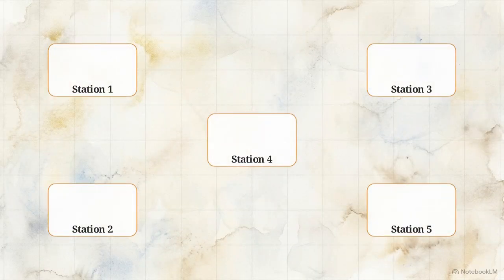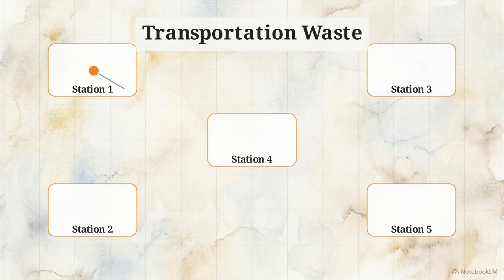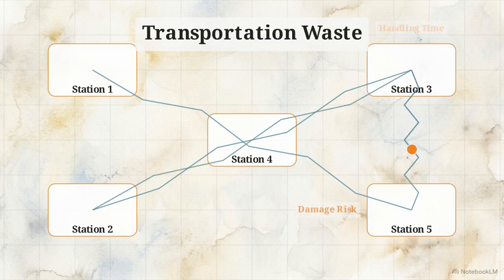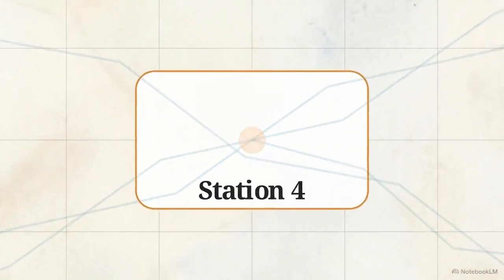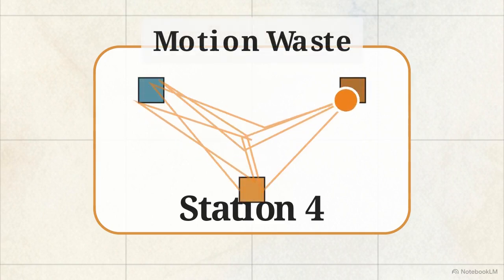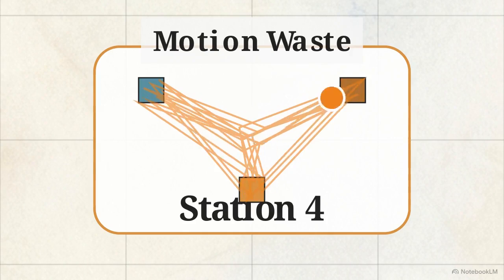Even when material flows freely, the physical movement required to process it is not inherently valuable. We categorize the unnecessary movement of material or information between different locations as transportation waste. Pushing goods across a facility adds handling time and damage risk without advancing the product to specification. This differs from motion waste, the unnecessary physical movement by operators within a localized workstation, like reaching, bending, and searching.